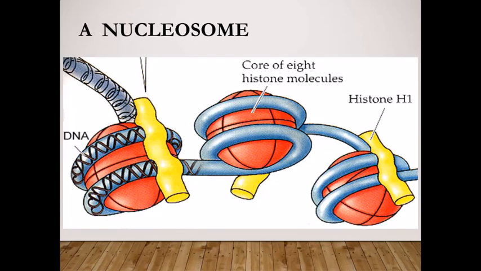A nucleosome core is a histone octamer. Two molecules of each histone protein, H2A, H2B, H3 and H4, form the histone octamer. H1 protein binds the DNA thread where it enters and leaves the nucleosome. Each nucleosome contains 200 base pairs of DNA.